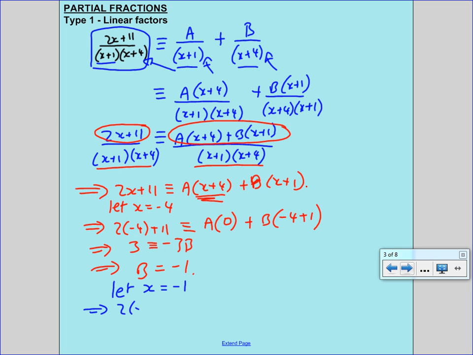Implies 2 times minus 1 on the left hand side plus 11. It's the same as a(minus 1 plus 4) plus b times 0, which is the whole point, because I'm trying to get rid of b and isolate a. So I get minus 2 plus 11, which gives me 9, is the same as 3a, implies a must equal 3 then.